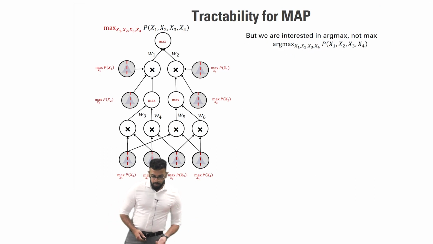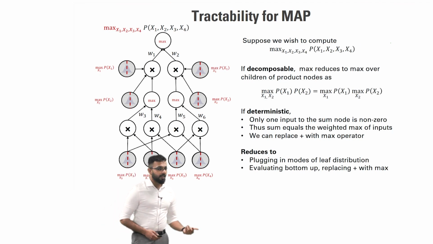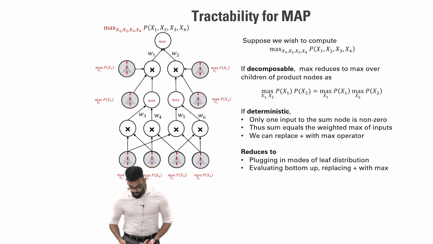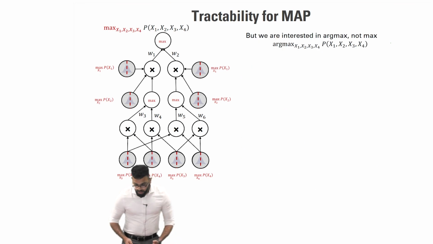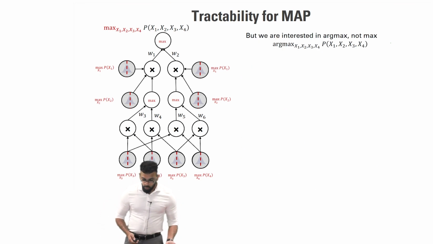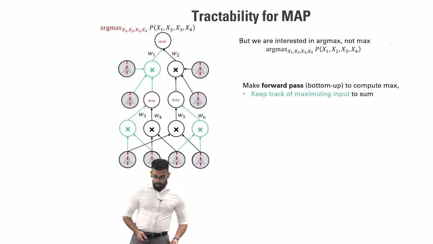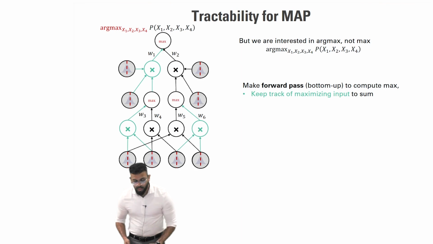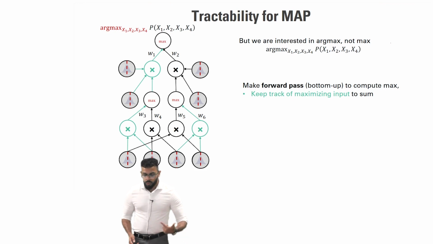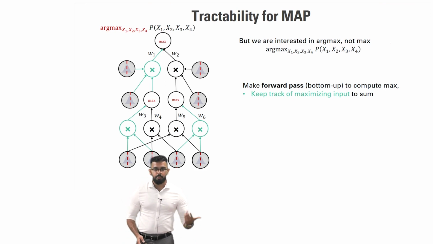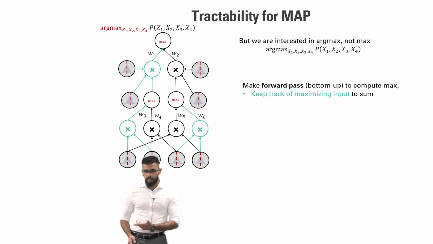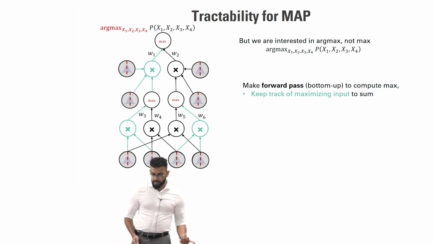So what do you do? You just plug in the values for the modes for the variables that you are maximizing over at the leaves, right? So let's say we are interested in maximizing over everything, x1, x2, x3, x4, right? So you replace the values of all the leaf distributions with their modes, and you make the forward pass. And when you do this, what you really get, so we are interested in computing argmax, right? But so far we have been doing what? Max, right? So when you do this, what you will get is the maximum density associated. You still won't get the value that resulted in that density, right?